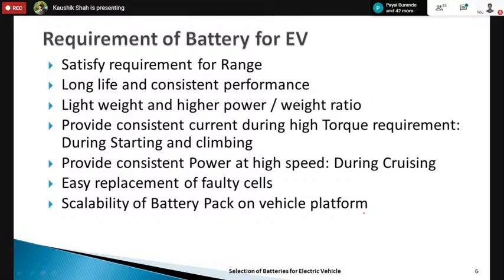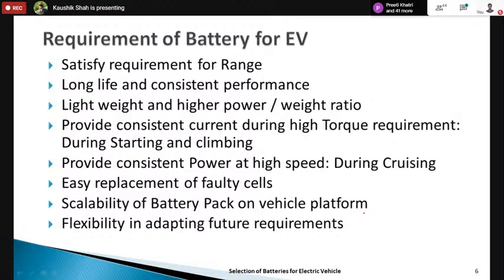Scalability of the battery pack, definitely, as I mentioned last time also, what you define as your battery system should work across the vehicle platform. Economy of scale plays a vital role, as does flexibility in adapting to future requirements. Today it is this range, tomorrow it is more range. Is it a battery agnostic system? Tomorrow if this battery chemistry is not available, there is another one. Is it easy to adapt to the new system? Are you flexible? These are definitely required for battery systems.